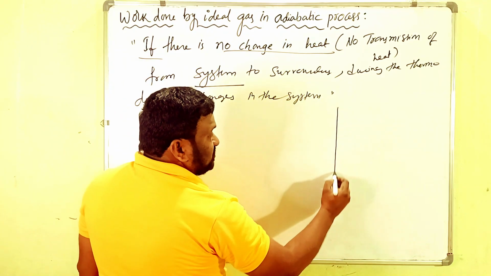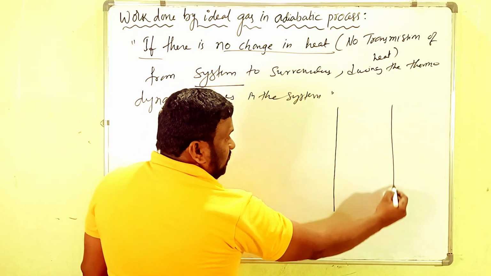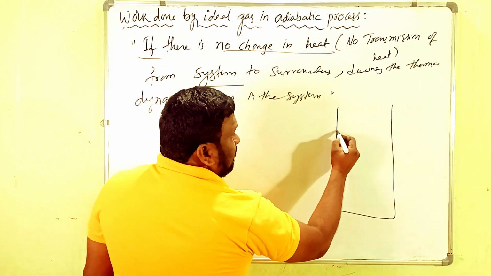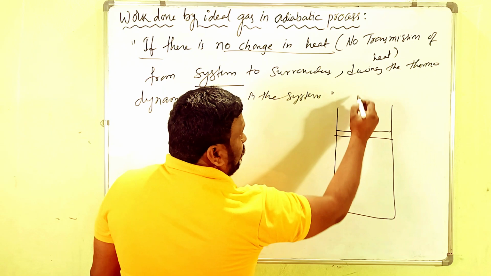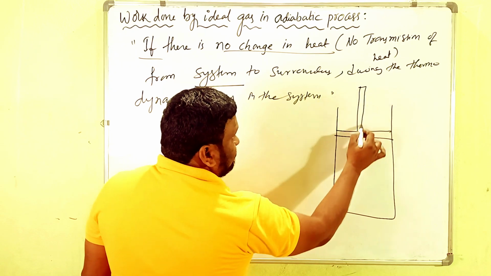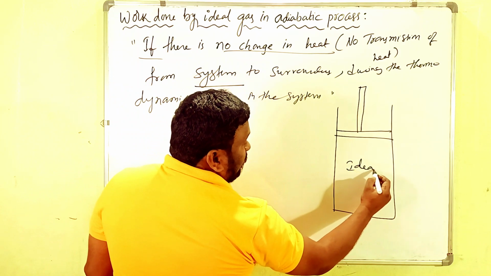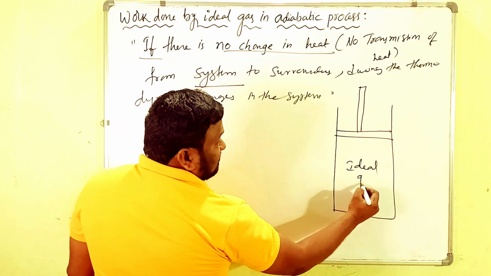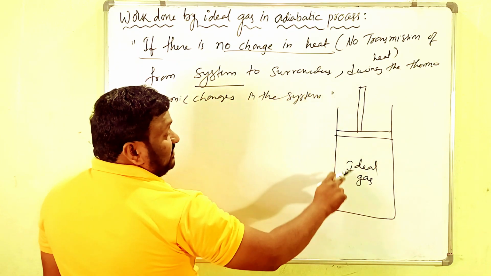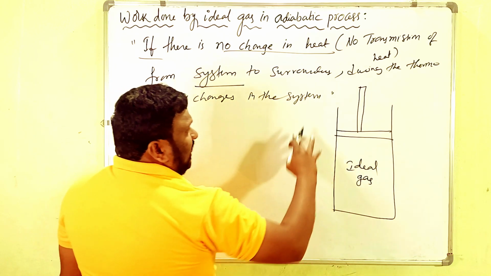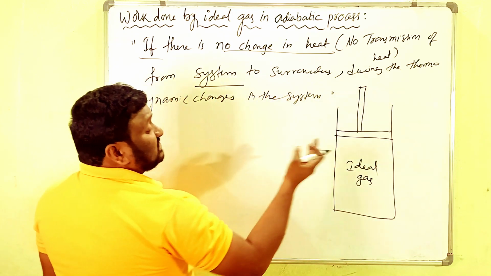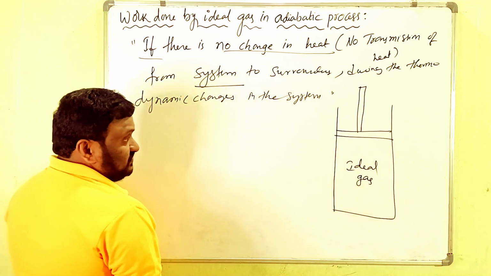For example, dear students, take one container that has a movable piston like this. There are some ideal gases enclosed in the container. The gas should be taken as the system, and the remaining atmosphere in the surroundings of that container is the surroundings.